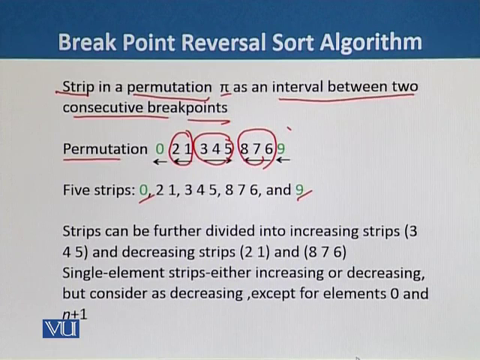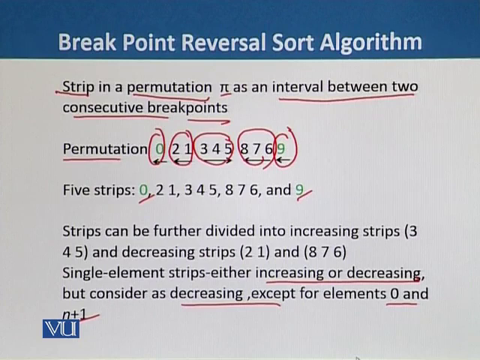Further, a single-element strip could be considered either increasing or decreasing, but we consider it as decreasing, except for elements 0 and n+1. So we will not consider 0 and 9, where n+1 is 9, in this treatment of the permutation.